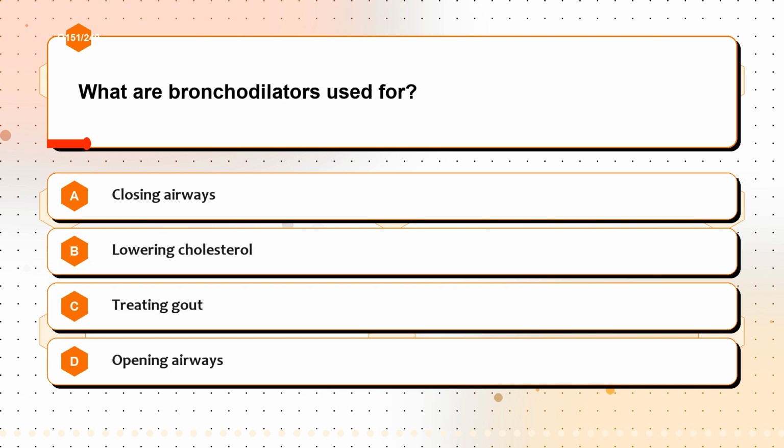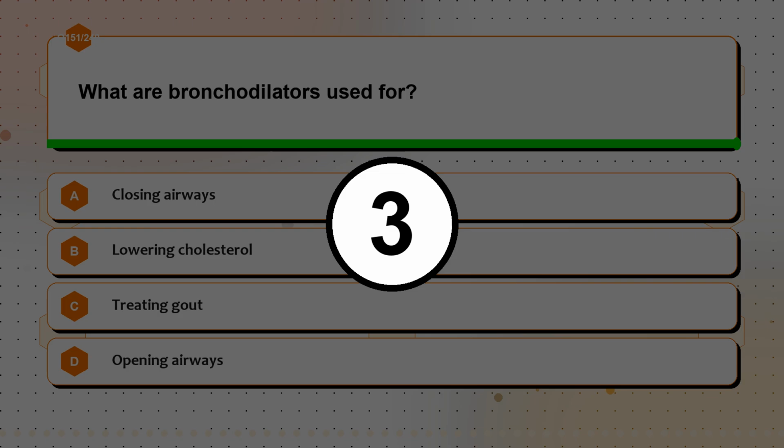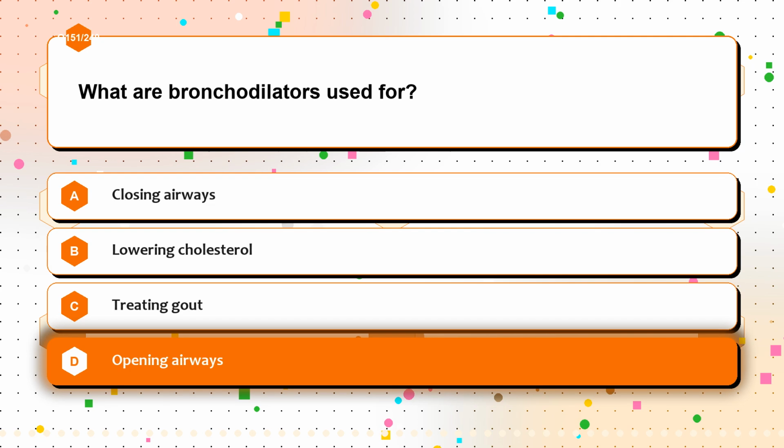Question 151. What are bronchodilators used for? Here are the options. Option A, closing airways. Option B, lowering cholesterol. Option C, treating gout. Option D, opening airways. The correct answer is option D, opening airways.